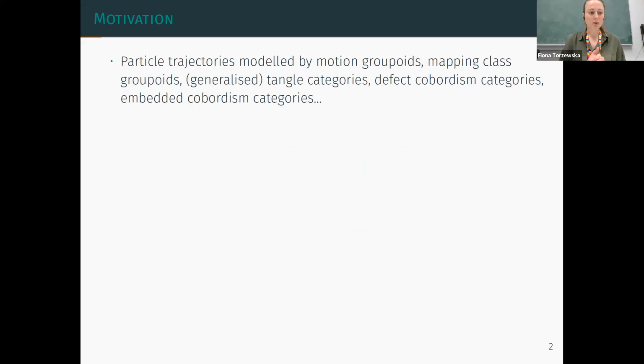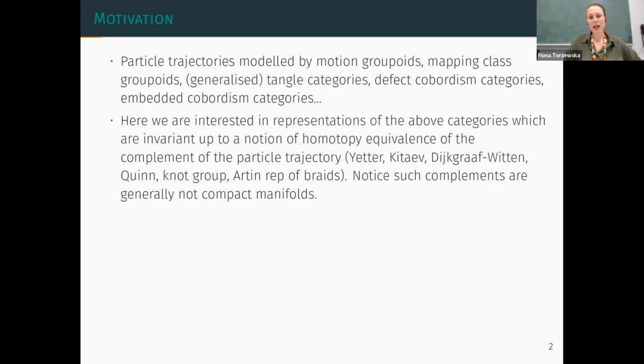Okay, so how mathematically can we model these kinds of particle trajectories in topological phases? Well, there are several different categorical formulations which aim to do this. Examples include motion groupoids, mapping class groupoids, tangle categories and their generalizations, defect cobordism categories, embedded cobordism categories. Many of you, I'm sure, will have come across these types of constructions.